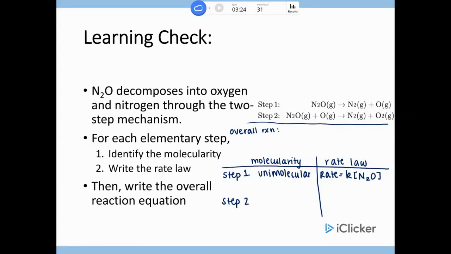For step 2, we have two reagents, N2O and O. Two reagents for this elementary step means it is a bimolecular step, 2 molecules required. And so its rate is K times the concentration of each one, N2O times the concentration of O. So it is a second order reaction overall, bimolecular because 2 molecules are required for that elementary step.